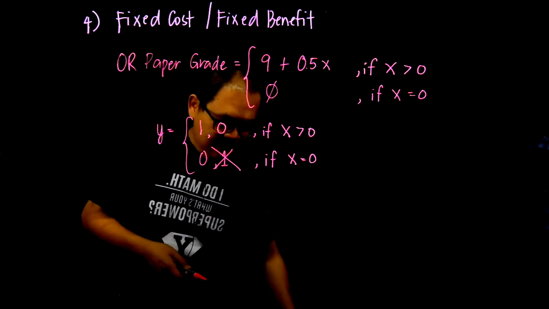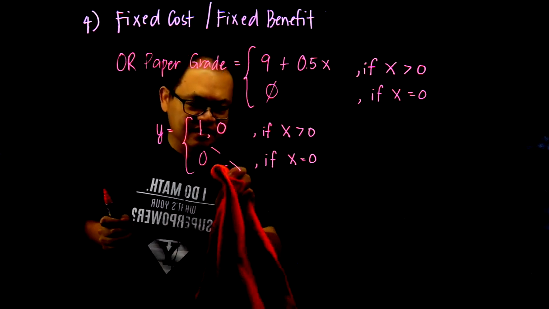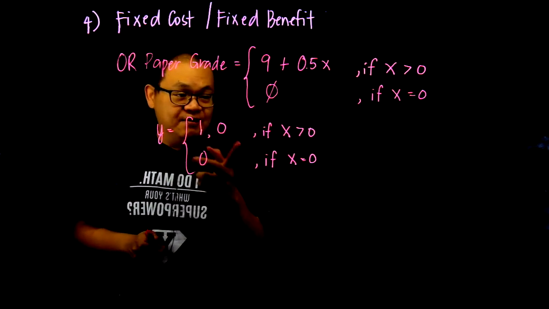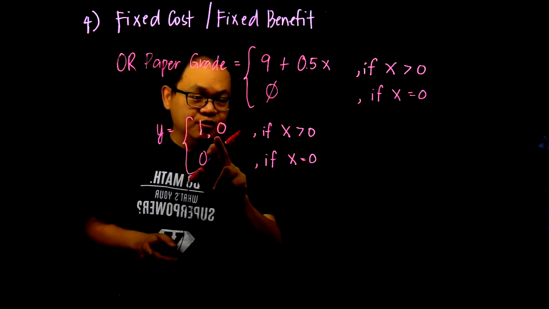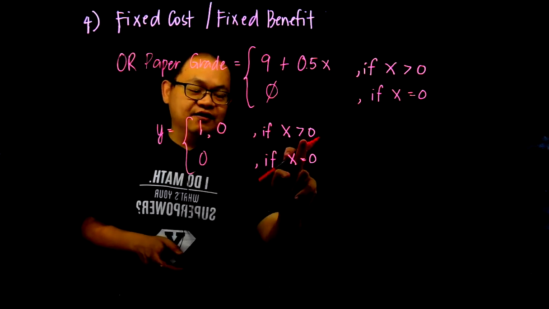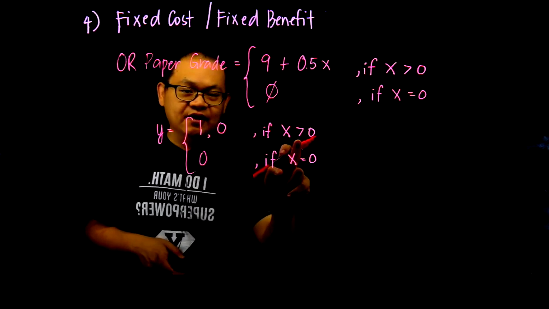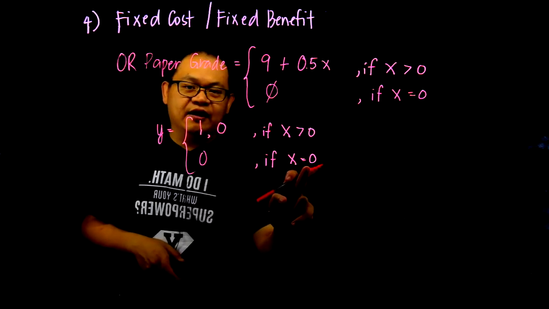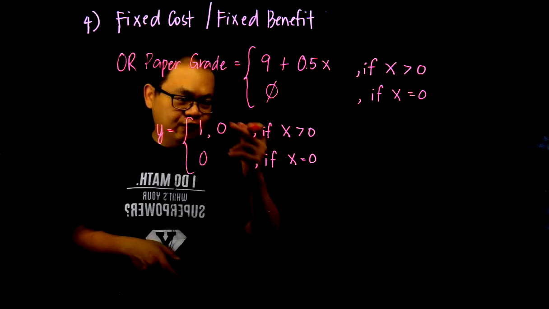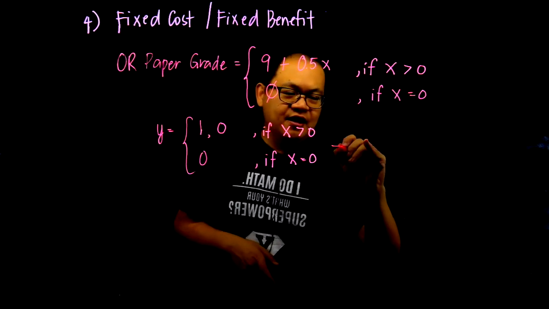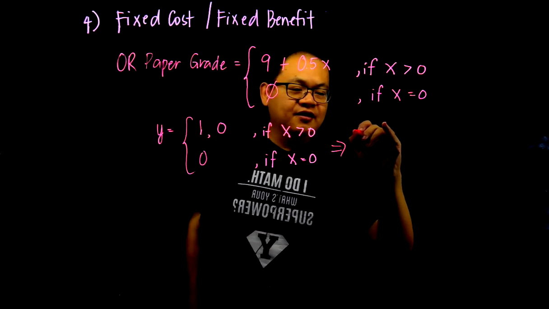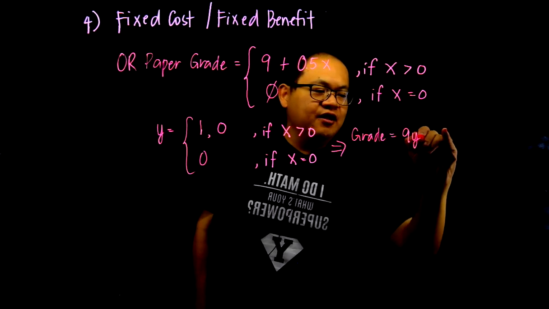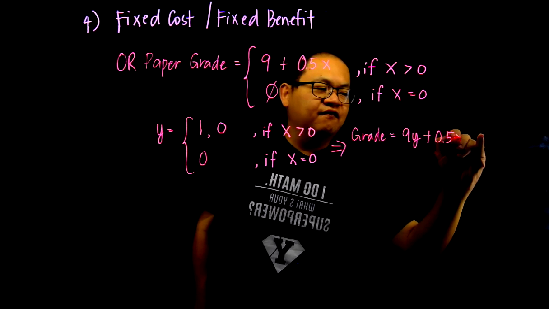And therefore, I hope it is clear that the complete definition of y, which is a binary variable, is equal to 1 or 0 if x is positive, meaning if you submitted something. However, y is strictly 0 if you didn't submit anything. And therefore, given this definition of y, our OR paper grade will now be equal to 9y plus 0.5x.